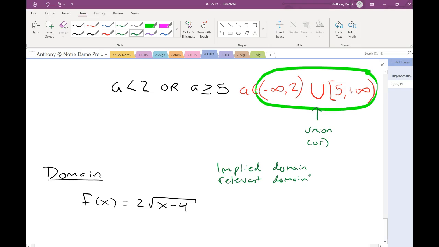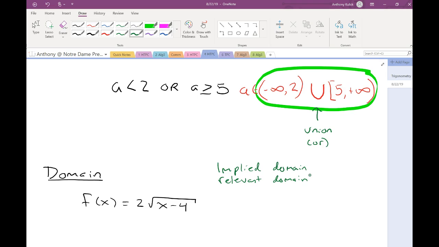So an implied domain is just the set of numbers that are algebraically possible to plug into this. In this case, all real numbers are algebraically possible. There's no reason that I can't plug anything in there. Most of the time when we talk about domains, we're really talking about relevant domains. The relevant domain is really just the numbers that we can logically put in there based on the context of the problem. So in this course, we're only talking about the real numbers.